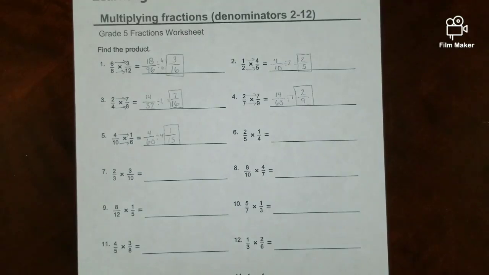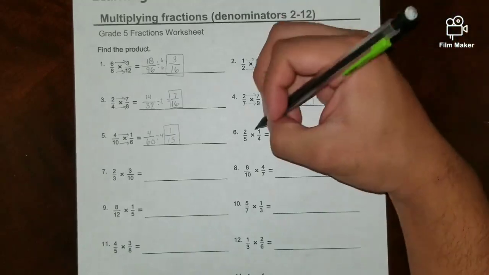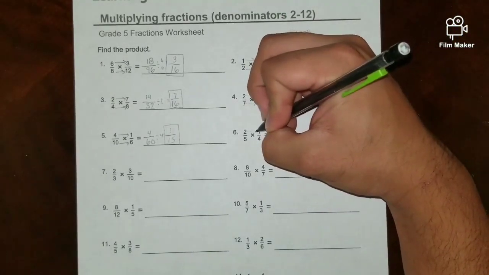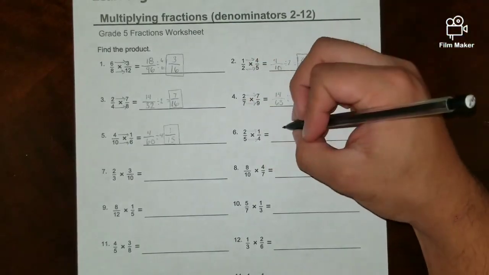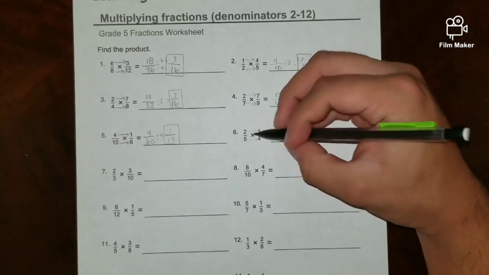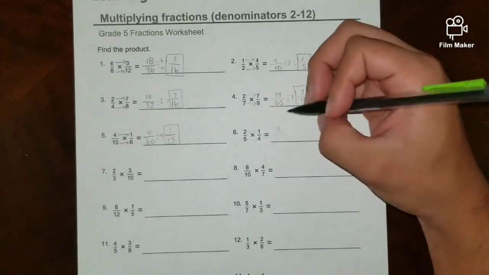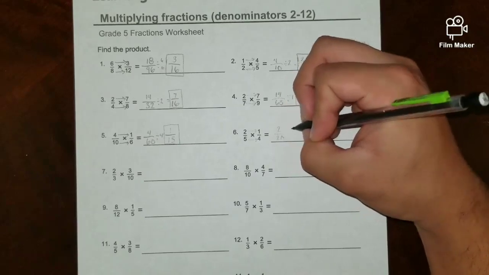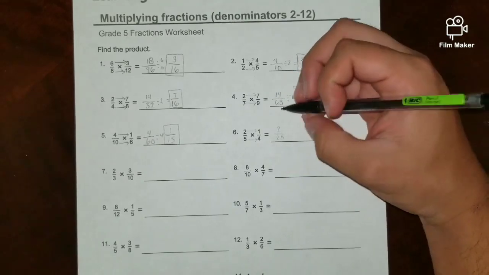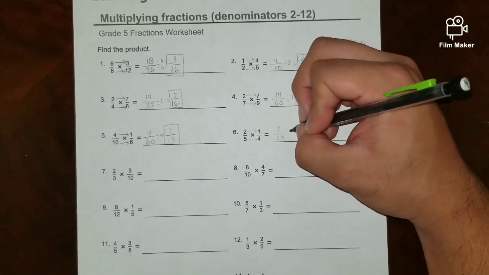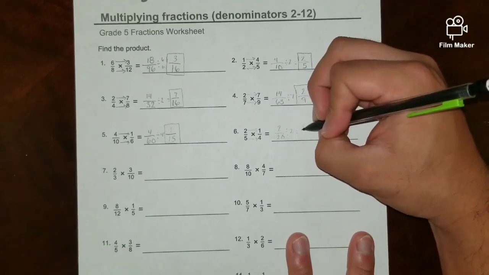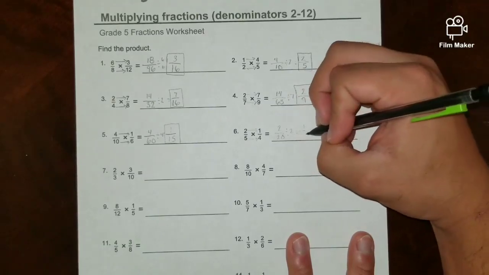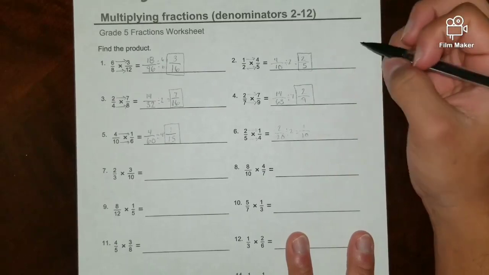And for our last example today, we have 2 over 5 times 1 over 4. So first, we draw our arrow from the numerator to the numerator and the denominator to the denominator, and we multiply. 2 times 1 is 2, and 5 times 4 is 20. And since 2 and 20 are both even numbers, we can divide them both by 2, which would give us 2 into 2 would give us 1, and 2 into 20 would give us 10. And that would be our final answer.